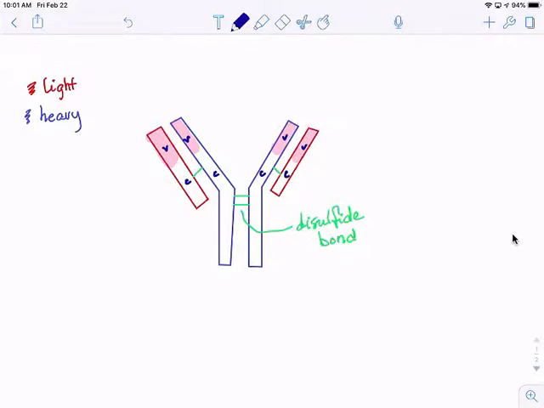So you can tell what kind of key it is based on the constant region. We can tell what kind of antibody it is, what class of antibody, and then the variable region tells us the specific antigen that it will attach to.